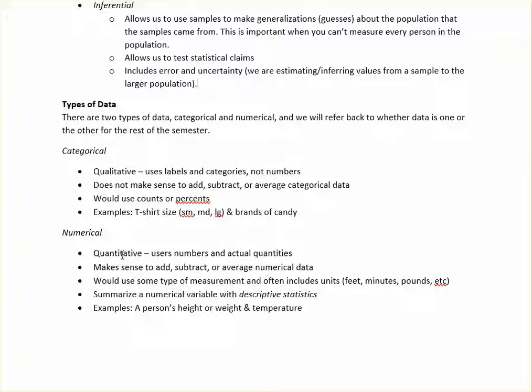Numeral is quantitative. Quantitative means numbers. So it actually uses numbers and actual quantities. In this case, it would make sense to add, subtract, or average this type of data. It would use some type of measurement and also often includes units like feet, minutes, pounds, that type of thing.